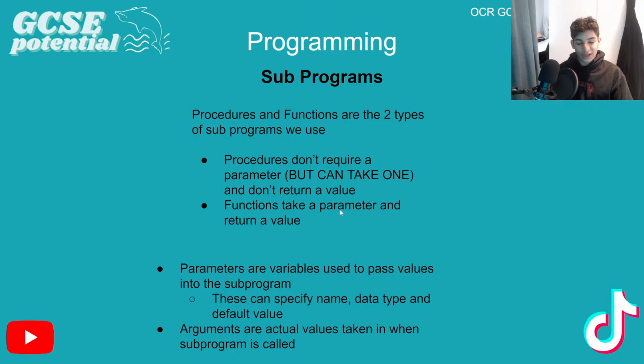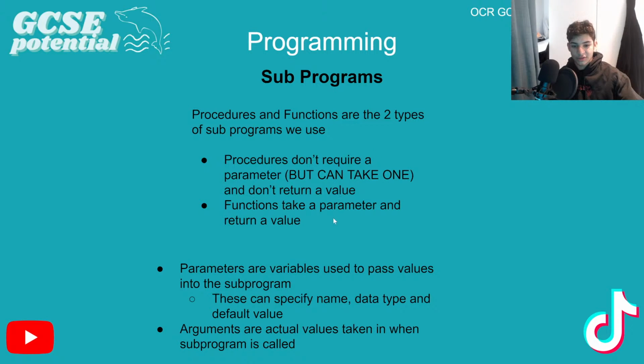Subprograms. So there's 2 different types of subprograms. There's procedures and functions. So the difference between them is that procedures don't require a parameter, but they can take one. So a parameter is where data is inputted to a function or a procedure or a subprogram. So a parameter is just something that's inputted. Whereas functions, they take a parameter and they always return a value.